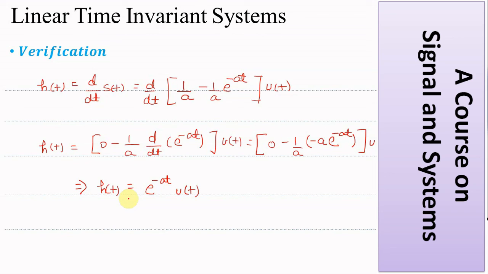But we also applied the inverse definition that h(t) is basically the derivative of the step response of the system. So whatever we calculated as step response, we differentiate it with respect to time once to evaluate h(t), and h(t) comes out to be the same signal. And therefore, it is proved that our basic definitions of impulse response and step response are analogous to each other.